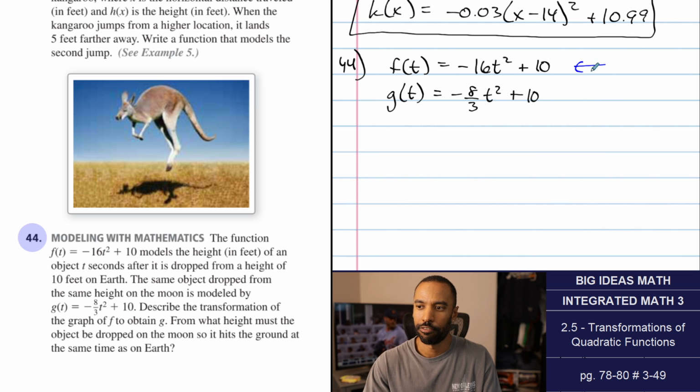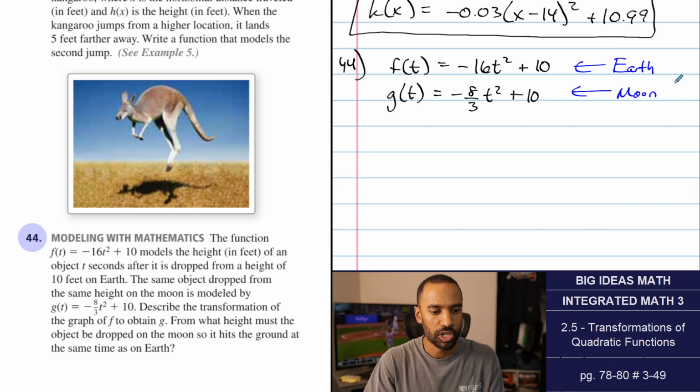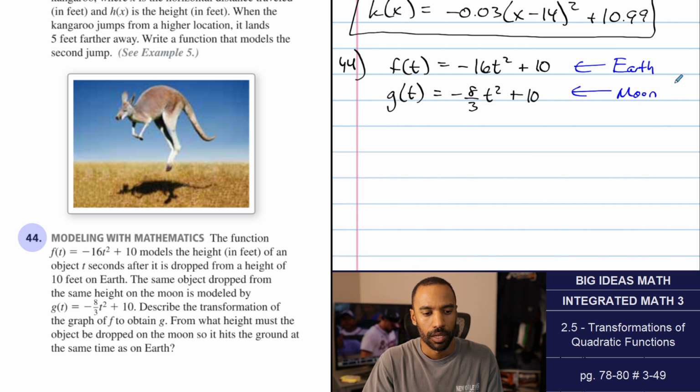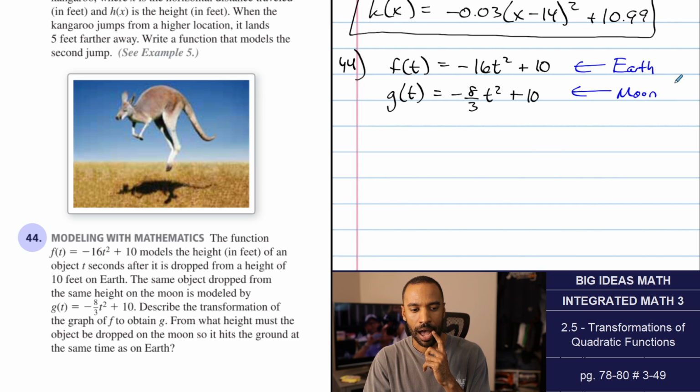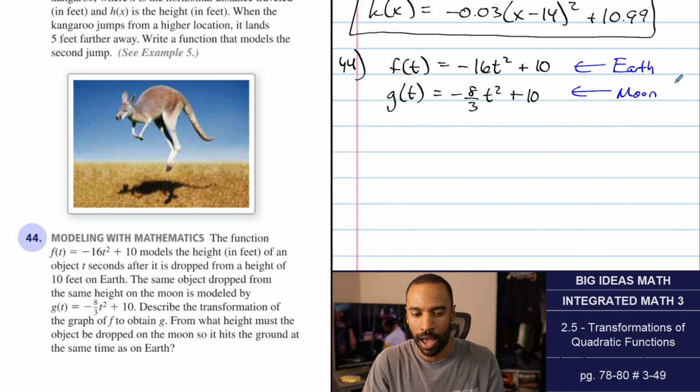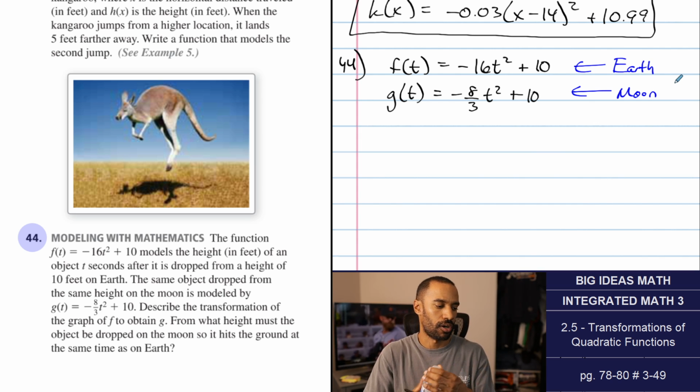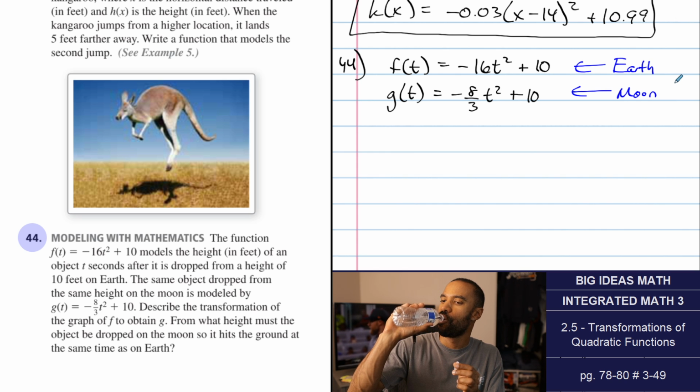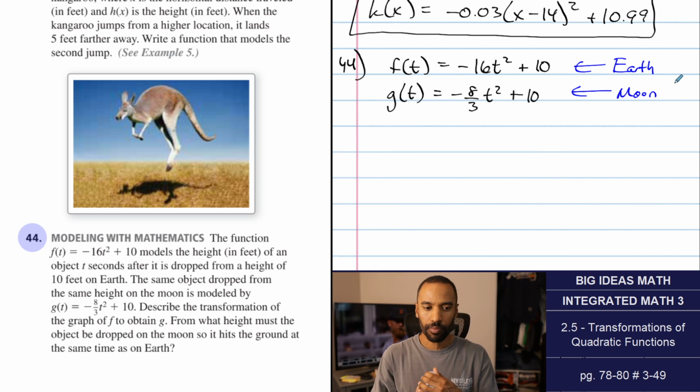So this is Earth, and the other's moon. Earth and moon. Describe the transformation of the graph of f to obtain g. From what height must the object be dropped on the moon so it hits the ground at the same time as on Earth? Okay, those are two different questions. Let's start with the first one.